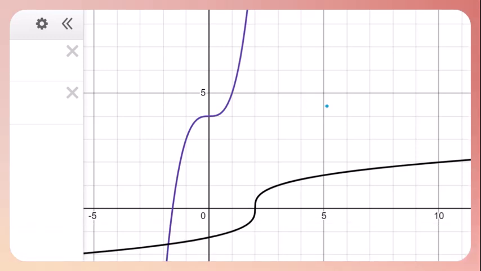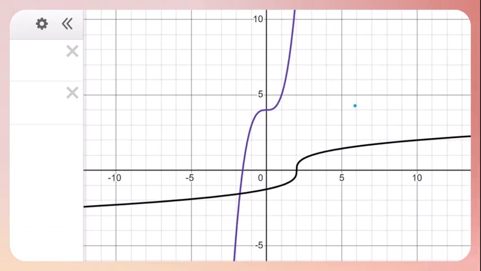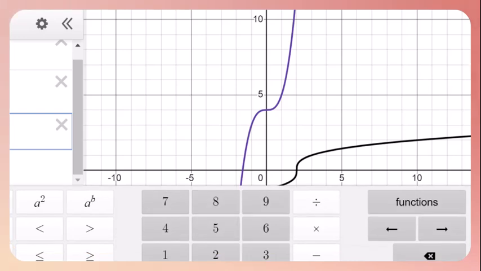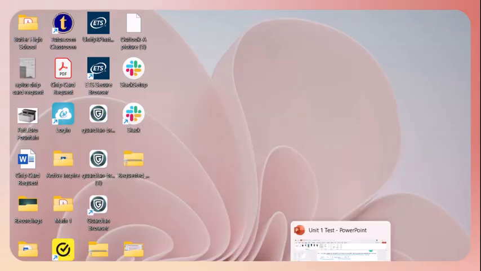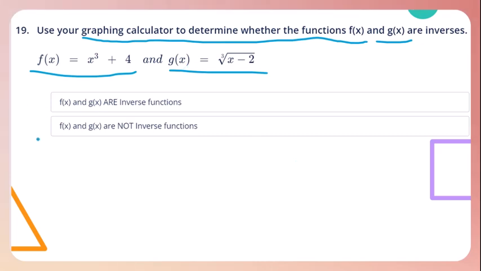All right, now I can see pretty quickly that if I put the equation y equals x or x equals y, that line of symmetry is drawn here, and I can see that they don't fold over, but I can click on a point, 0, 4. I should have 4, 0 on my graph on the other side of that red line, and I do not. So I can tell graphically that these are not inverses of each other. So these are not inverses by graphing.